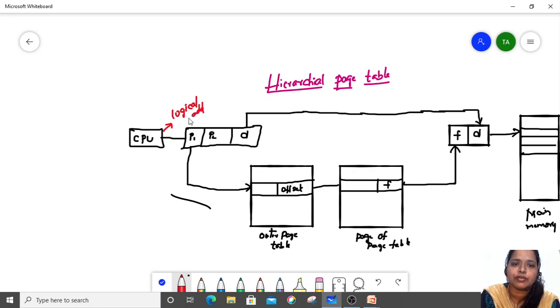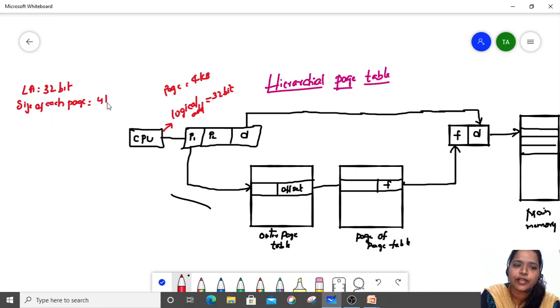The CPU is going to generate the logical address. Suppose the size of this logical address is 32 bit, fine. And here the page size is, suppose, 4 KB. Here the logical address is 32 bit and the size of each page is equal to 4 KB.